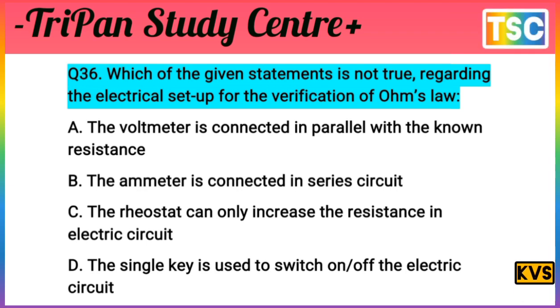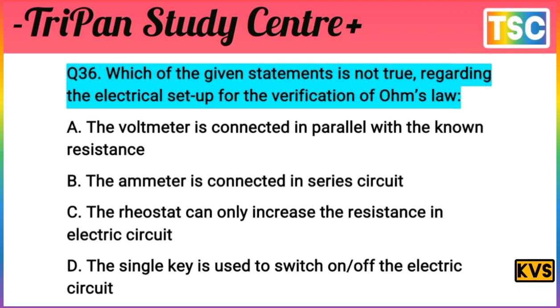But in option D, the key is used to switch the circuit on and off. That's true here. It means option C is the correct answer for this question. Option C is correct.